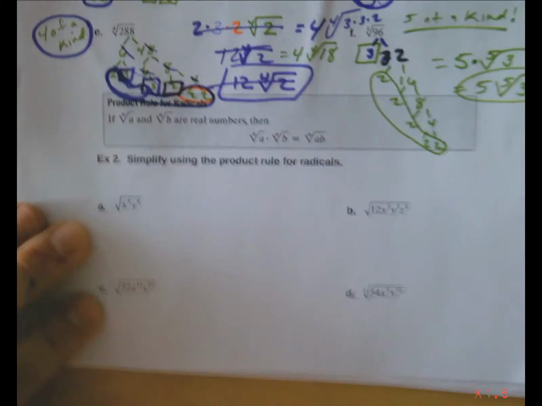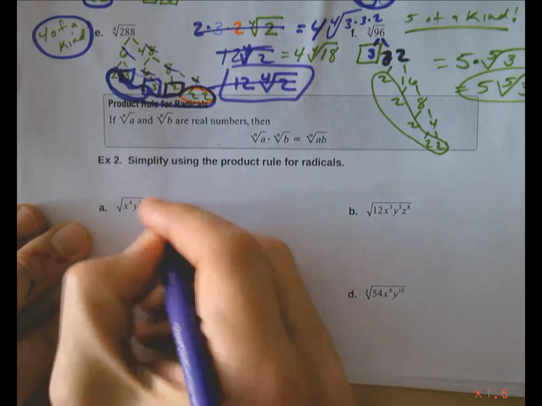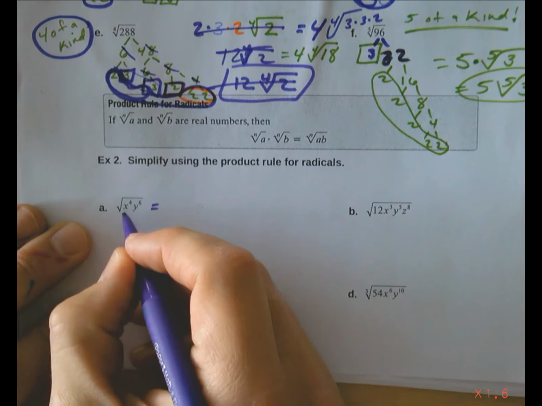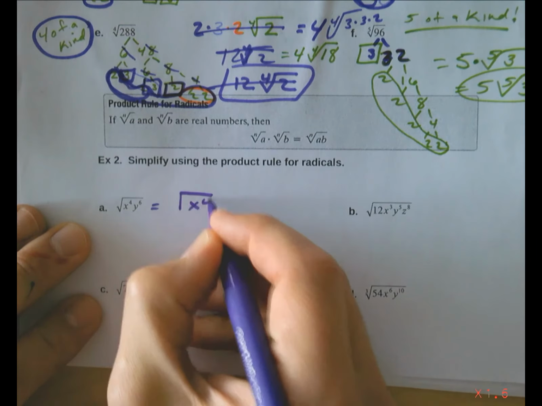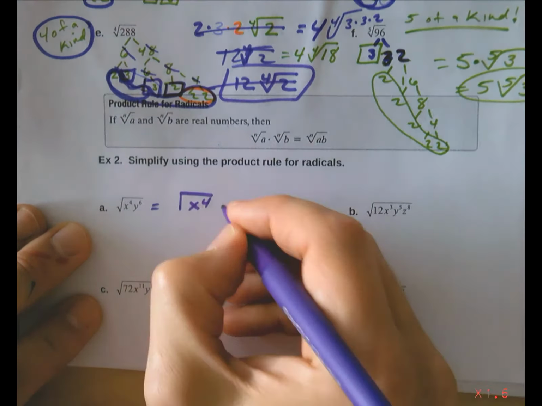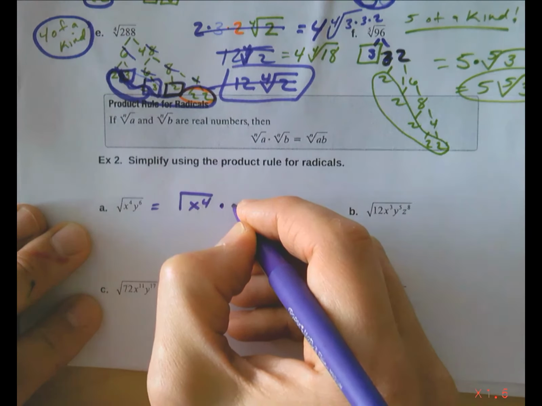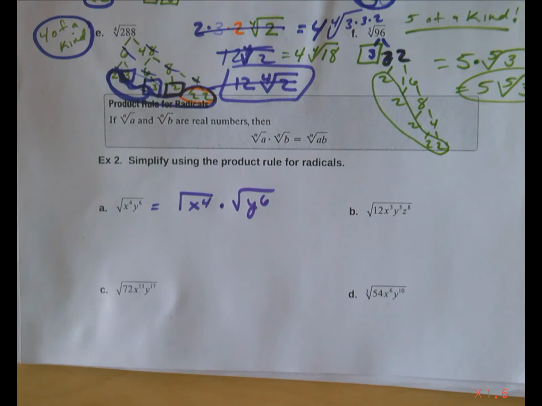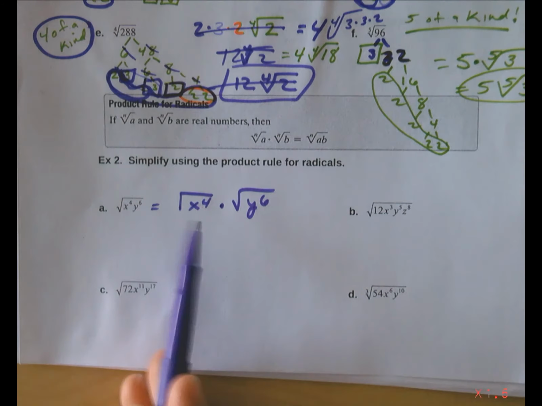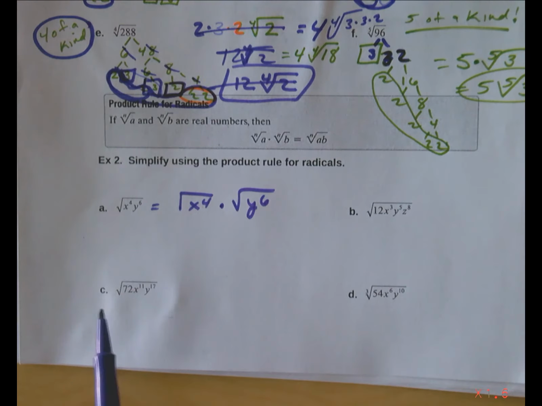Okay, you can break these down. We kind of saw this the other day. If I have the square root of x to the 4th, y to the 6th, we could break this down to the square root of x to the 4th, and then times the square root of y to the 6th, kind of look at each one individually. And again, we kind of talked about this the other day. Okay, so we go back. I've got the square root of x to the 4th.